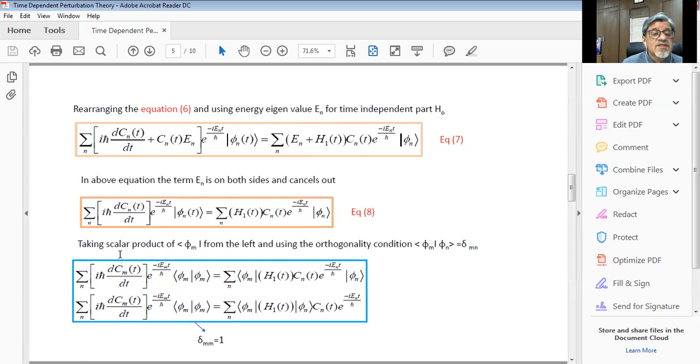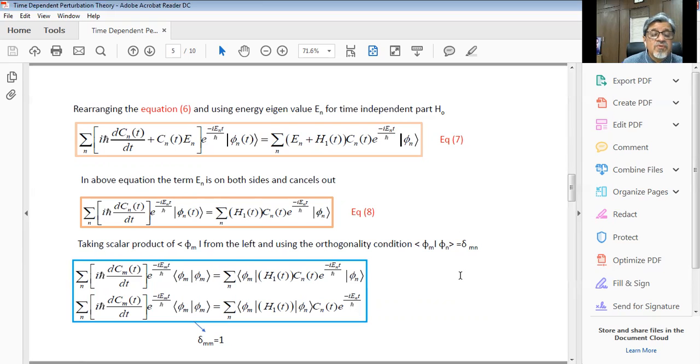Now we take the scalar product with the bra ⟨φm| from the left hand side and use the orthogonality condition that ⟨φm|φn⟩ equals δmn. We know the orthogonality condition: if m is equal to n, then δmn becomes 1, and if m is not equal to n, this becomes 0. This orthogonality condition is imposed for a special purpose, to distinguish between two different states.